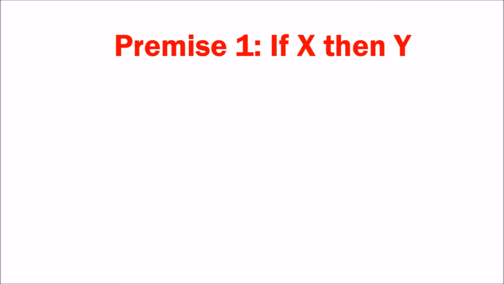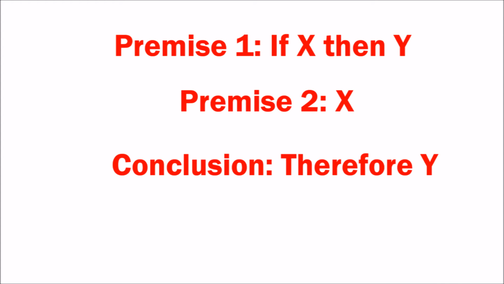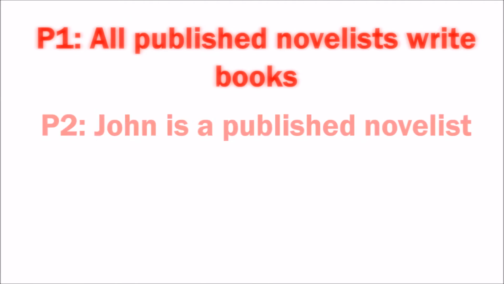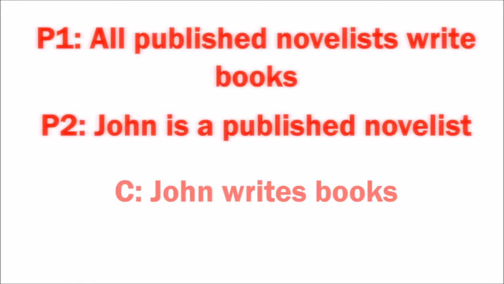Premise 1, if X, then Y. Premise 2, X. Conclusion, therefore Y. An example of this would be, all published novelists write books. John is a published novelist, therefore John writes books. As you can see in this argument, the conclusion is the only one you can draw from the premises.